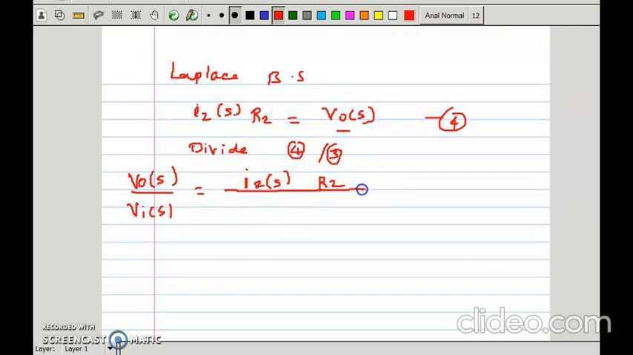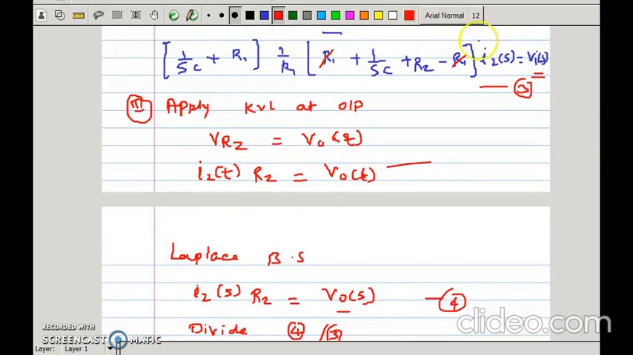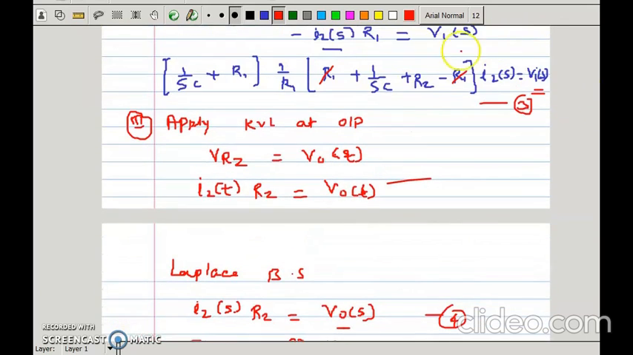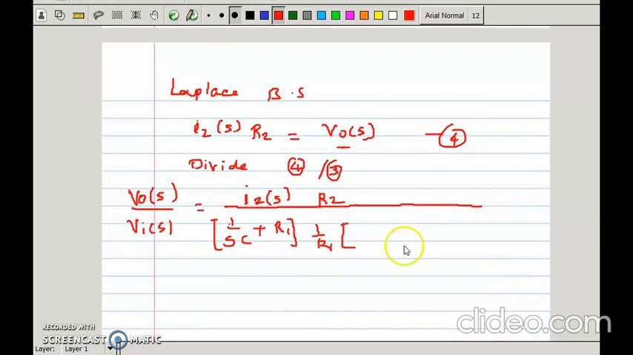Let's divide this by equation 3. What is equation 3? See, equation 3 is this one, 1 upon SC plus R1, bracket complete, outside the bracket 1 upon R1, again there is a bracket, right? R1 will cancel, 1 upon SC plus R2, I2 of S, okay?